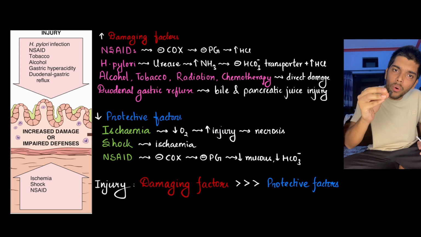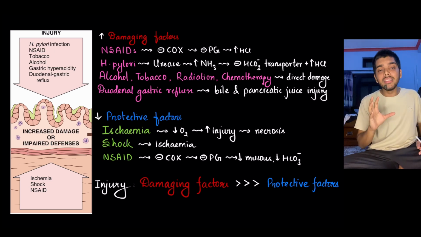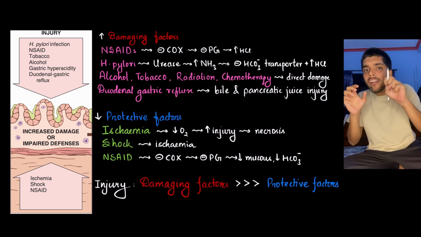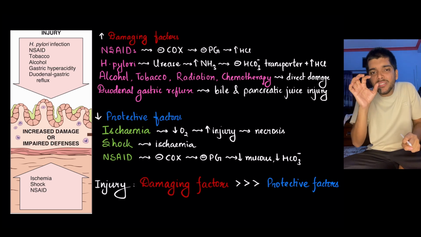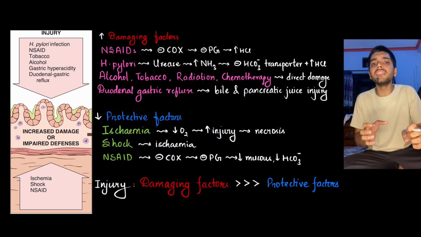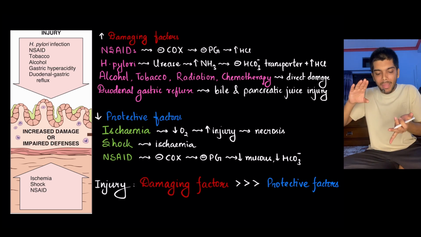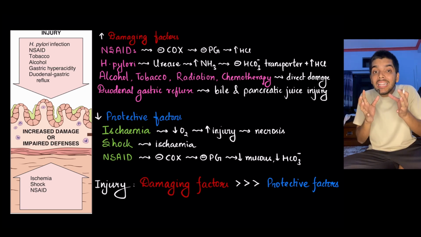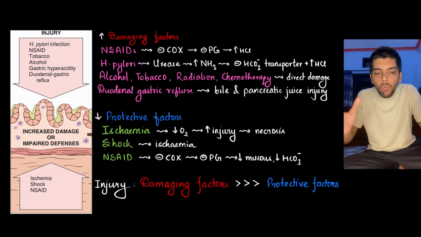Then alcohol, tobacco, radiation, chemotherapy, they have direct damage. They directly go and destroy the wall of the stomach. Then duodenal gastric reflux, content from within the duodenum regurgitates or comes back in the stomach. What is in the duodenum? Bile is in the duodenum. Pancreatic juice is in the duodenum. Alkaline fluid, it damages the wall of the stomach.